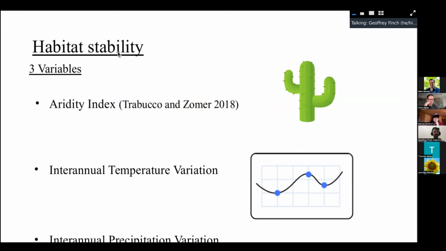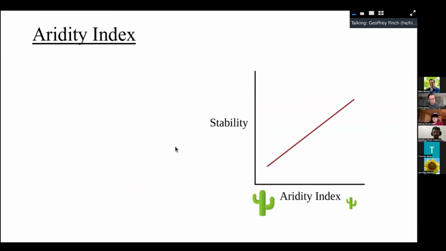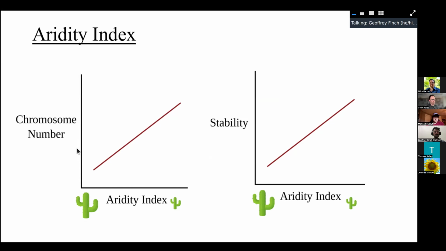So as measures of habitat stability, I used three variables: aridity index, and then interannual temperature variation and interannual precipitation variation. So aridity index just comes from Trabucco and Zomer. This is a little bit counterintuitive in that a higher index means less arid conditions. You can see precipitation is in the numerator here. So arid regions like the deserts in the Southwest have a low aridity index. In other words, a low index is associated with low stability. And so we would predict that we'd find lower chromosome numbers in areas with lower aridity index.